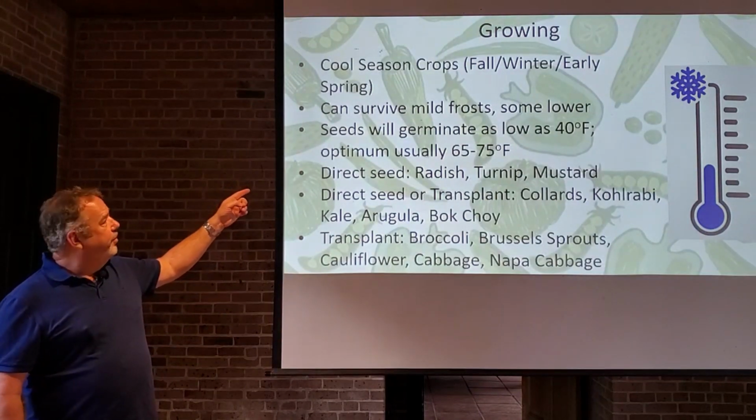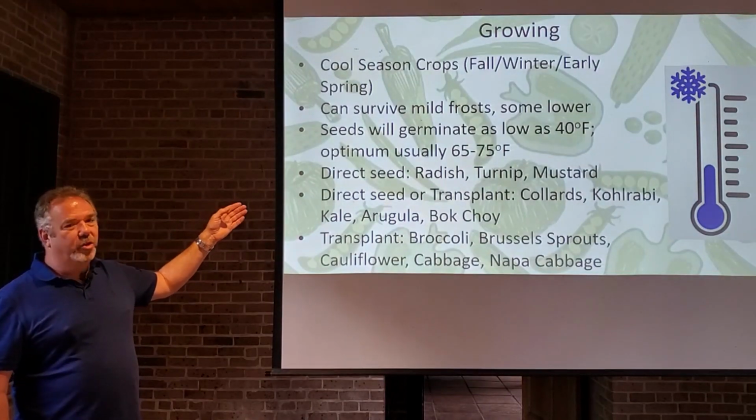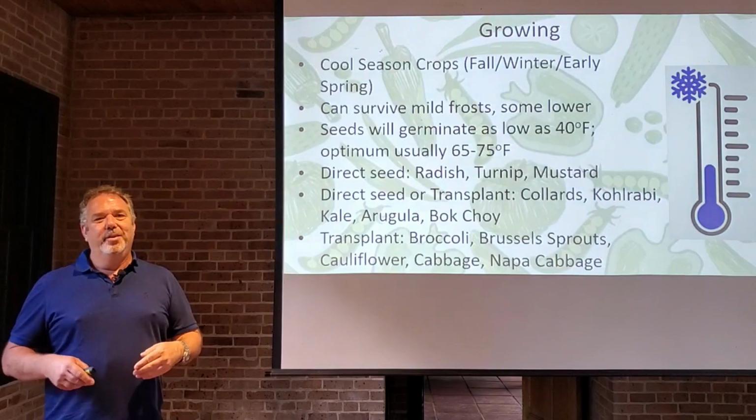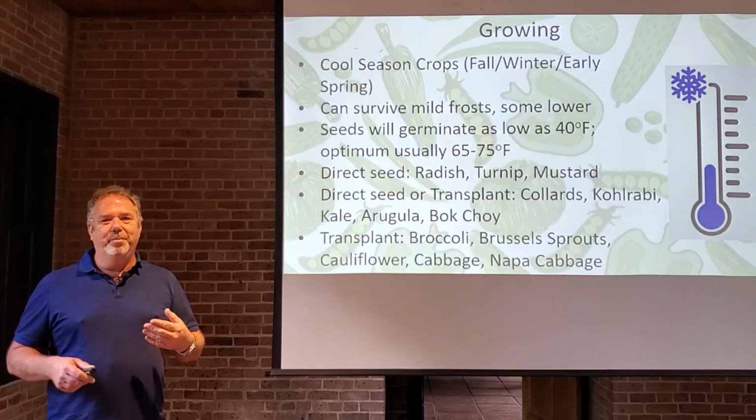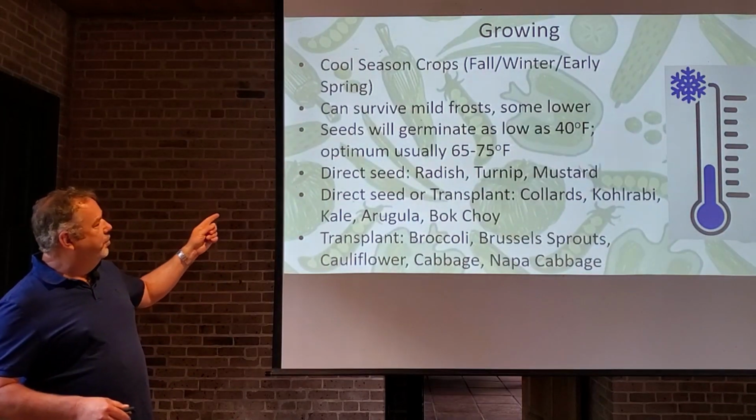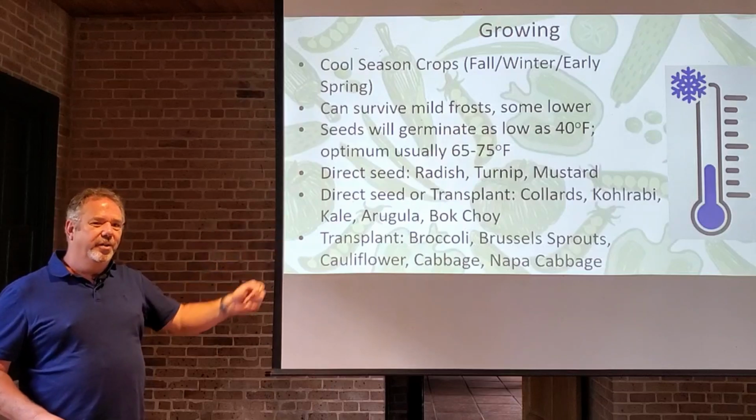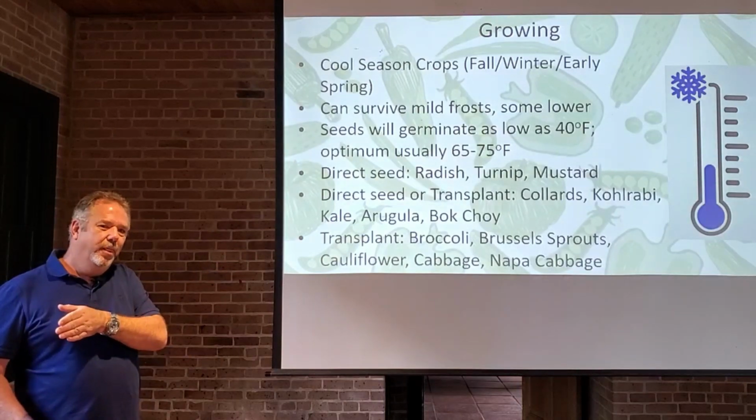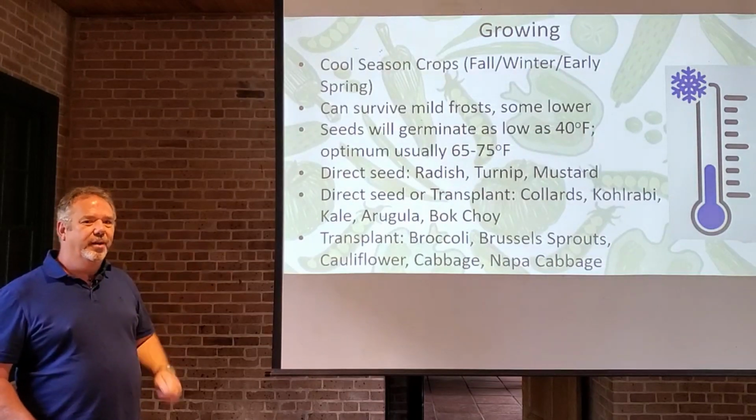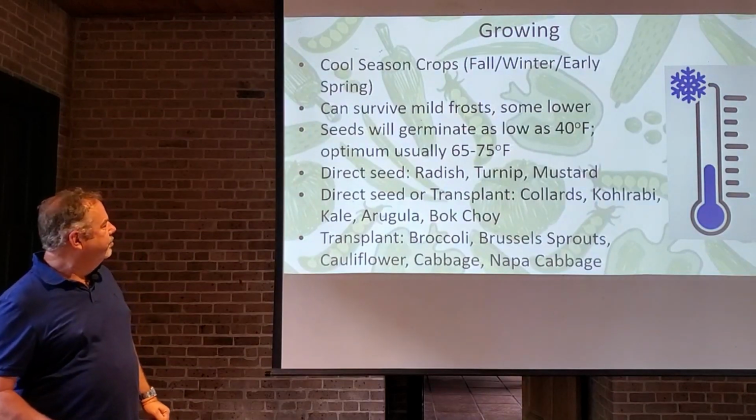They can survive a mild frost, some even lower than that. Seeds will germinate as low as 40 degrees Fahrenheit, so this is really nice. Even when the weather is cool, there might be a little bit of frost on the ground, the seeds can still come up. The optimum temperature is usually between 65 and 75 degrees, so you still have a nice little range there, either starting in the fall, when it's still warm, and going into the winter, or even planting a late crop in the spring and getting it in just before the temperature comes up.